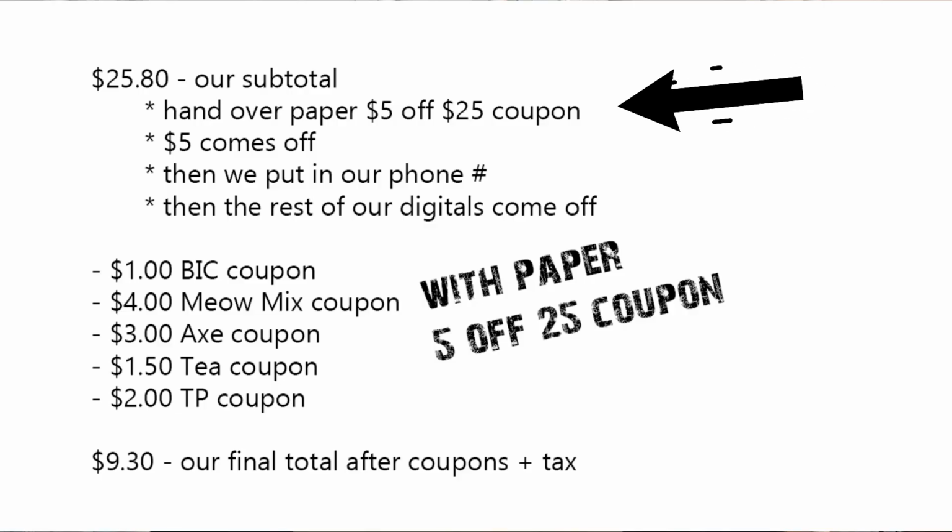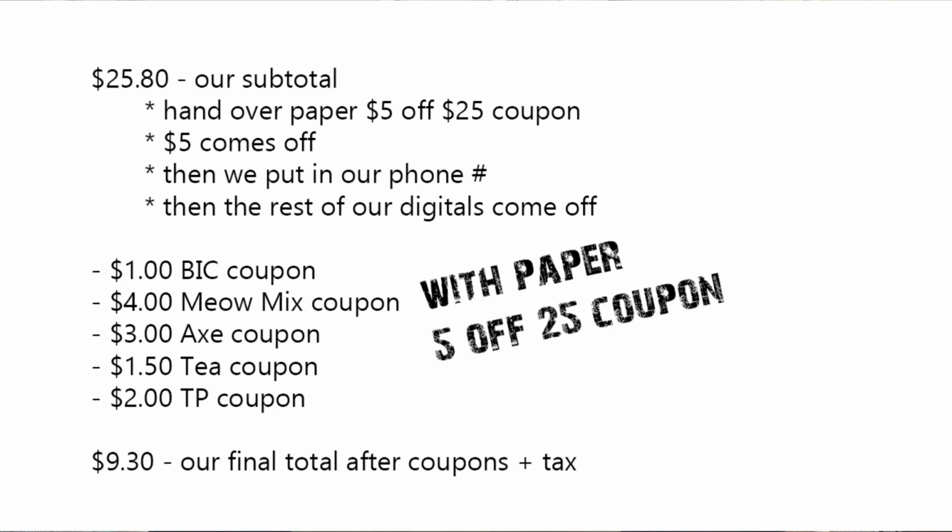Next, let's take a look at a transaction where we're using both digital and paper coupons. So it starts out the exact same way. Gather your items that you want to purchase, head up to the register, scan them in, and have the cashier hit total. Make sure you're spending at least $25. That's all the same. If you have a paper 5 off of 25 coupon, this is the time to hand it over once the cashier hits total.